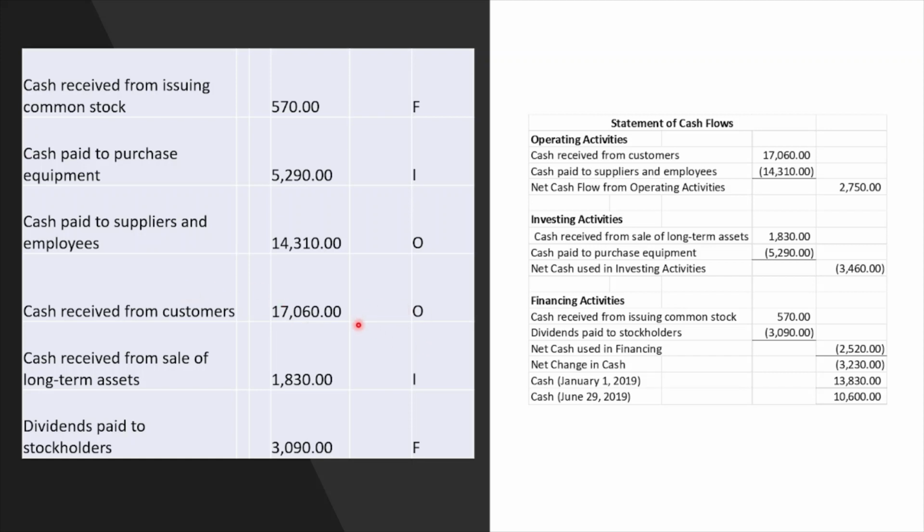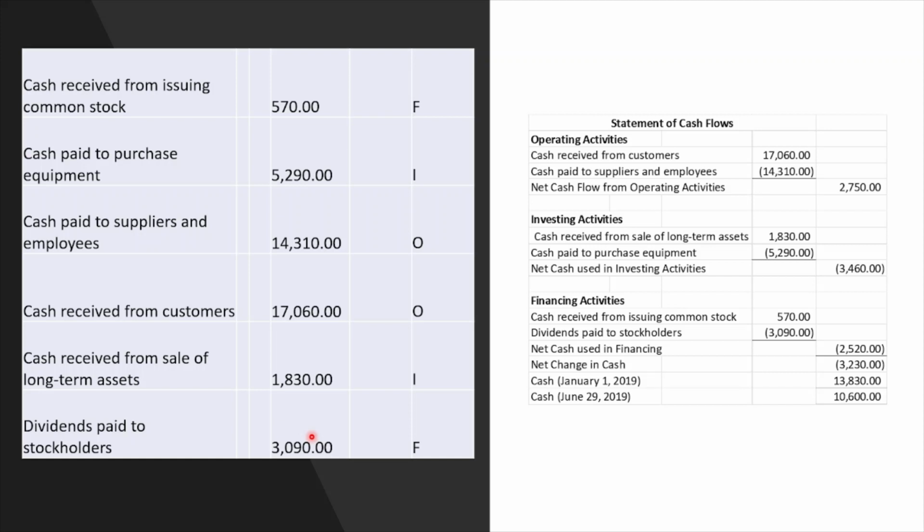So operating activities. Cash received from sale of long-term asset. You buy a long-term asset, that's investing. When you sell them too, that's an investing activity. Dividends paid to stockholders. Now you're paying dividends to the owners of the business. Why? Because you got money from them in the first place. They are the owners. They must have contributed to the ownership. So dividends paid to them is a financing activity.